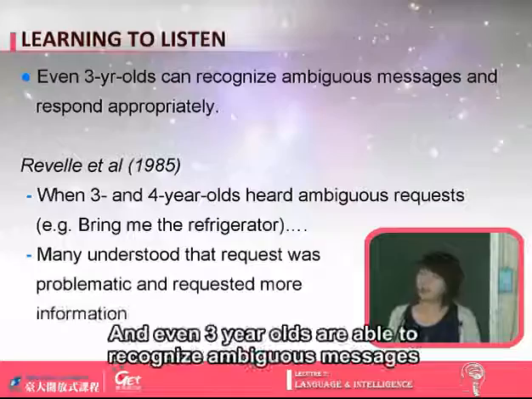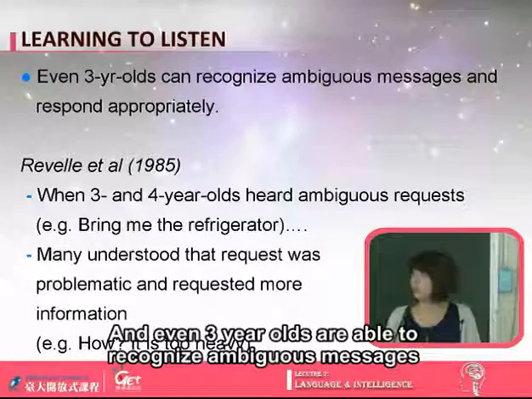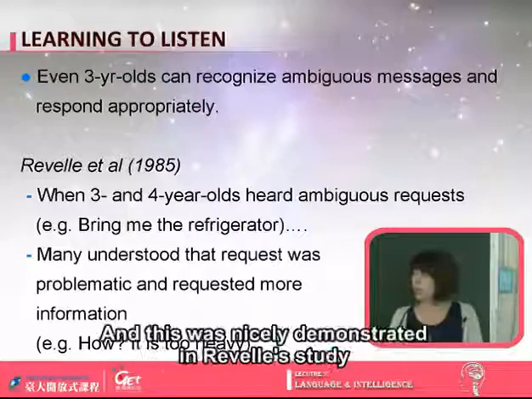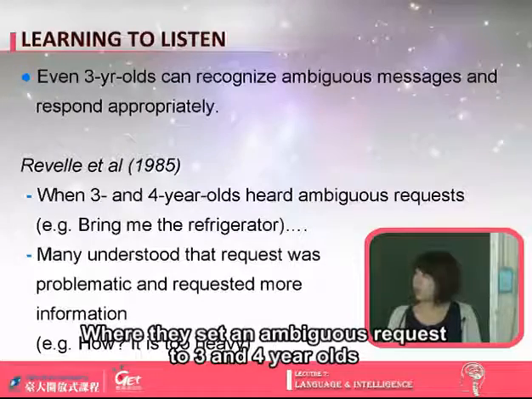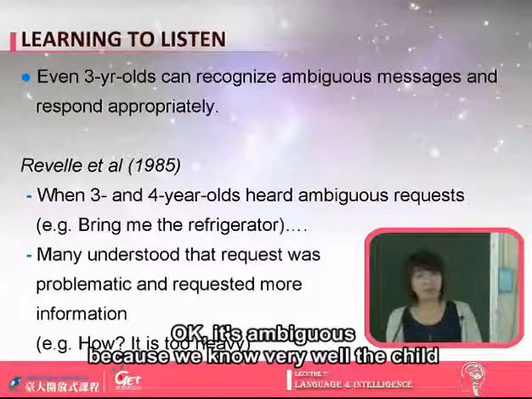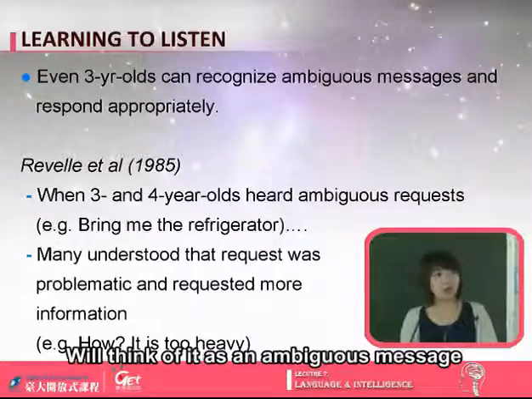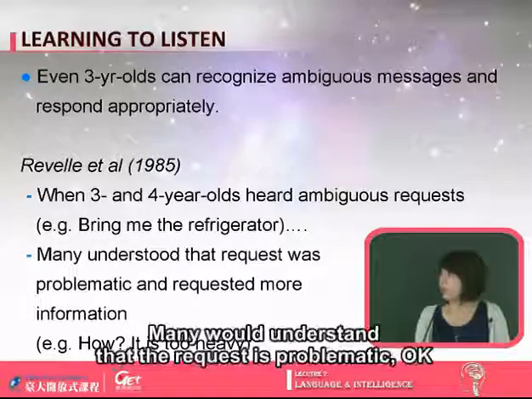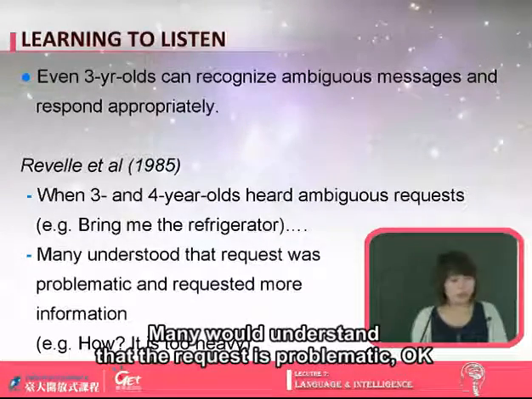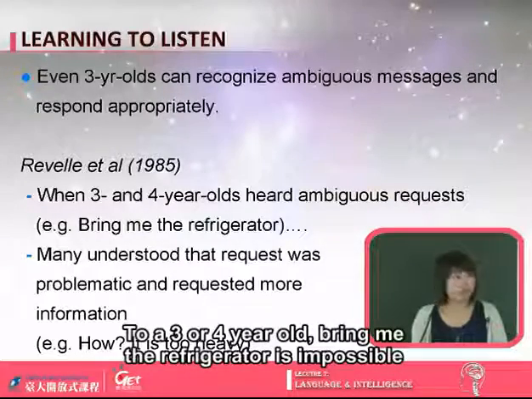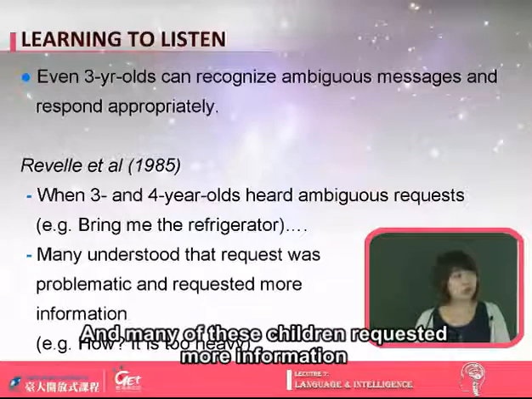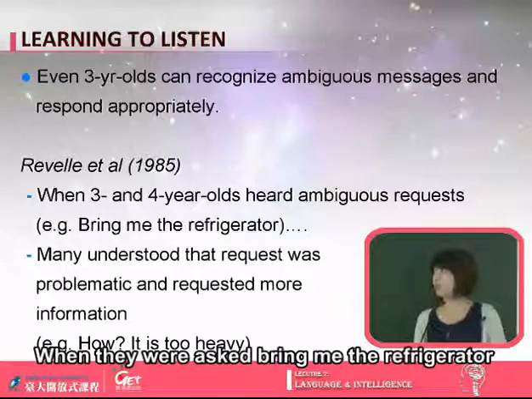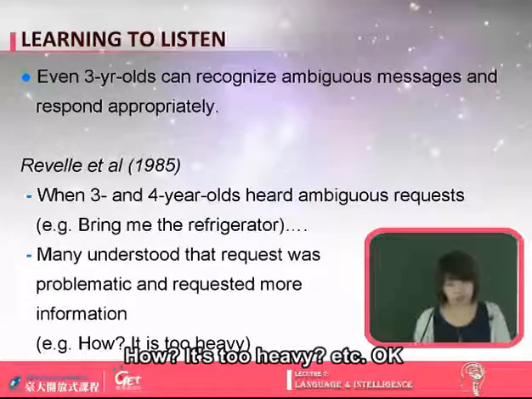They also learn to listen, and even 3-year-olds are able to recognize ambiguous messages and respond appropriately. And this was nicely demonstrated in Ravel's study, where they gave ambiguous requests to 3- and 4-year-olds, like bring me the refrigerator. Okay, it's ambiguous because we know very well the child will think of it as an ambiguous message. Many would understand that the request is problematic. Okay, to a 3- or 4-year-old, bring me the refrigerator is impossible. And many of these children requested more information when they were asked, bring me the refrigerator. How? It's too heavy, etc. Okay?